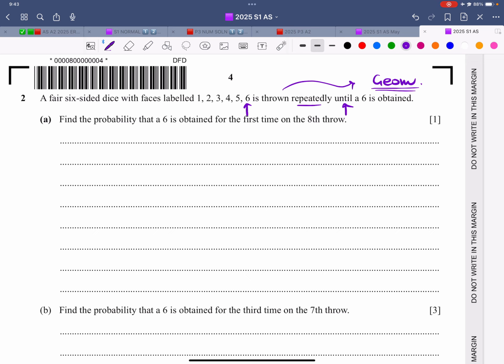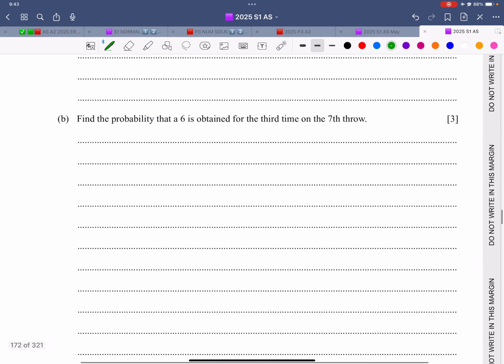Now it says find the probability that the 6 is obtained for the first time on the 8th throw. 1 mark, very basic stuff. This is a mix of binomial and geometric, as I'll tell you. And this is for 3 marks. And this has come a lot in 2024. So 2024 past papers, do have a look. There are at least 2-3 questions related to this.